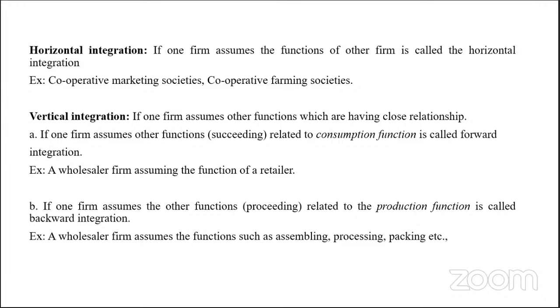And next is backward integration, where there are the production point and the consumption point. The consumption point is with respect to the end customer, and the production function is with respect to the farmer. So how the farmer makes his raw material into a fine product, like a wholesaler firm assuming functions such as processing, packaging, storing, etc.